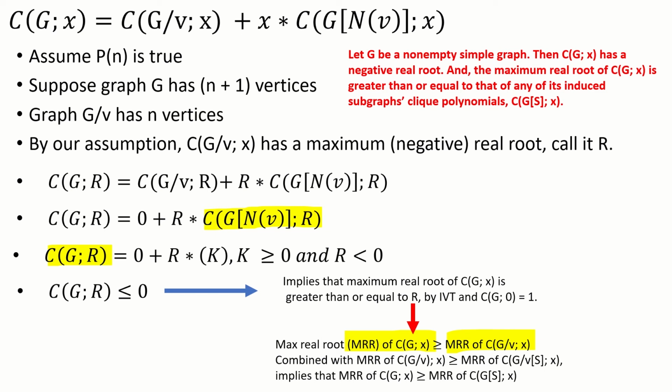But any subgraph of the n plus 1 vertex graph is either an n vertex induced subgraph or a subgraph of an n vertex induced subgraph. That fact, along with our assumption that the max real roots of the n vertex induced subgraphs' clique polynomials are all greater than or equal to the max real roots of their induced subgraphs' clique polynomials of any size, implies that the max real root of an n plus 1 vertex graph's clique polynomial is greater than or equal to that of any of its induced subgraphs. This proves our theorem for all non-empty graphs.